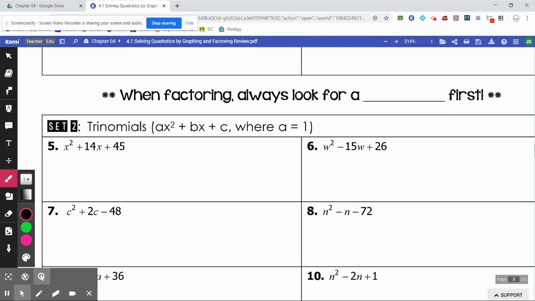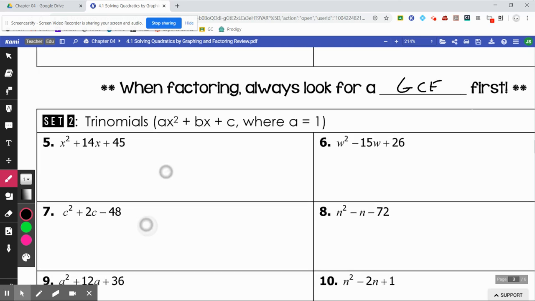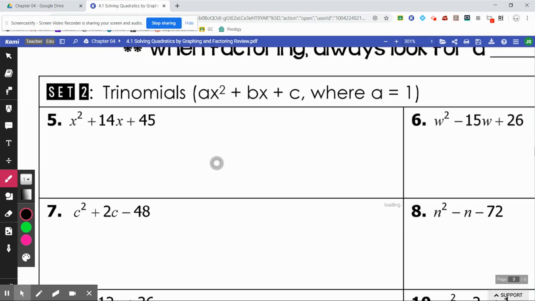Okay, the next section. When factoring, always look for a GCF, which we just did. Always look for the GCF first. So for every one of these problems, we're looking for GCFs. We're doing trinomials now. The way that we do these trinomials, where your a value is 1, we simply say we're going to do the trick of what adds to give us b, what multiplies to give us c.